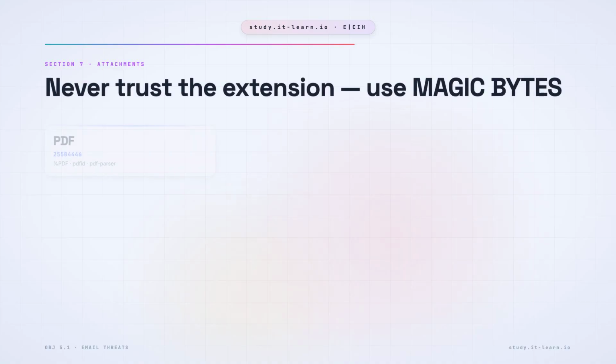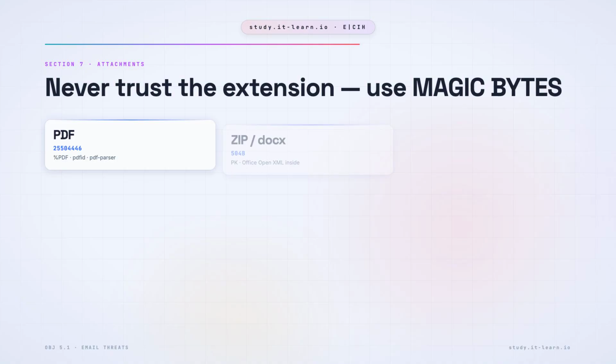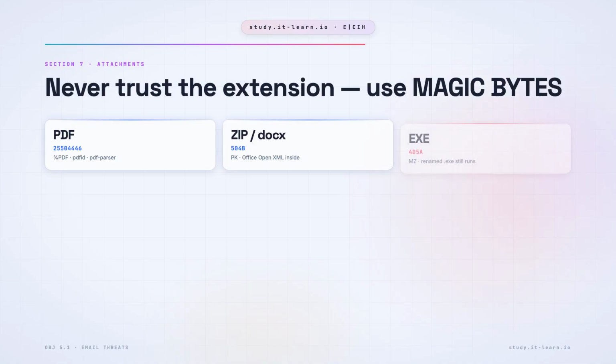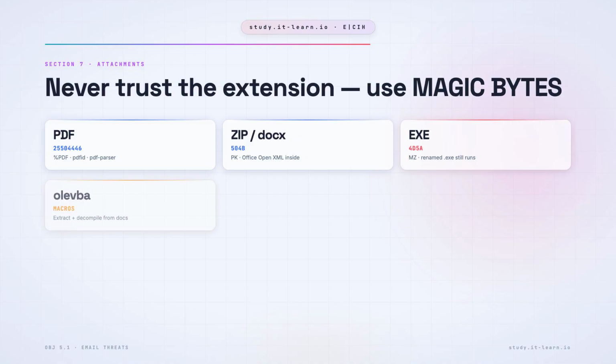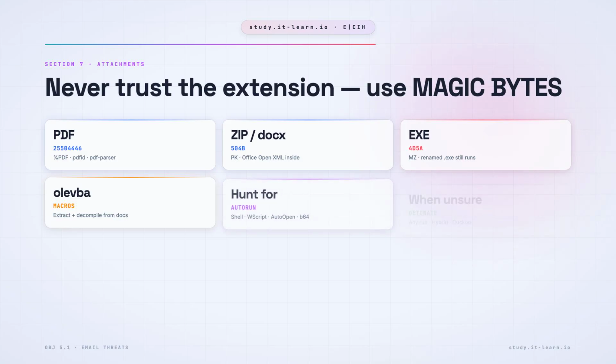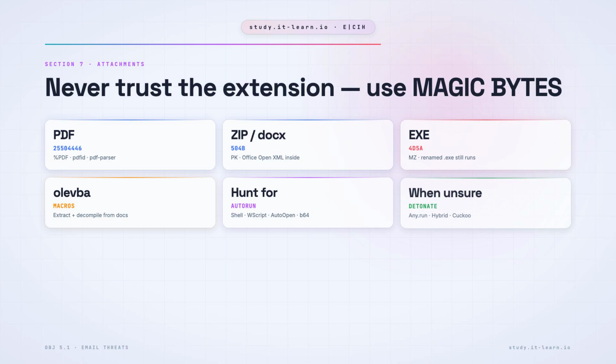Attachments lie about what they are, so never trust the extension. Use magic bytes, the file signature. A PDF starts with hex 25504446, that's %PDF. A zip, and every Office Open XML doc like a .docx, starts with 504B, that's PK. A Windows executable starts with 4D5A, that's MZ, so a renamed .exe is still an executable.